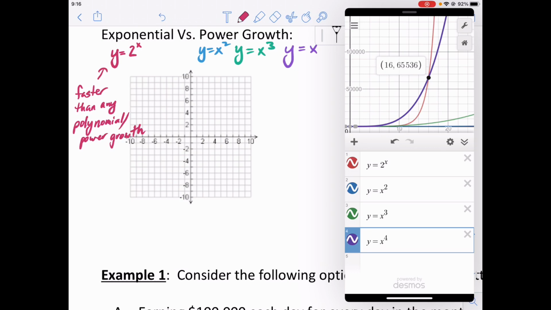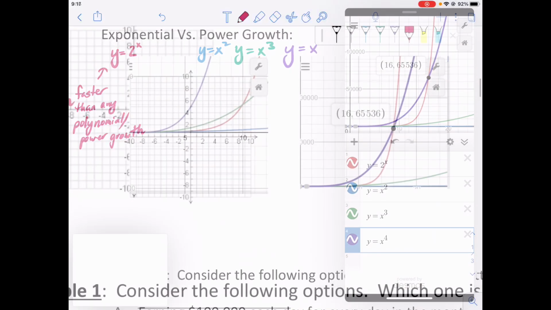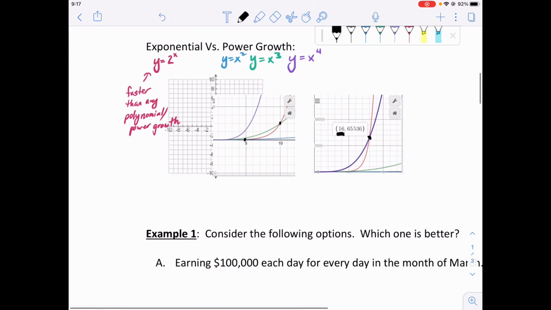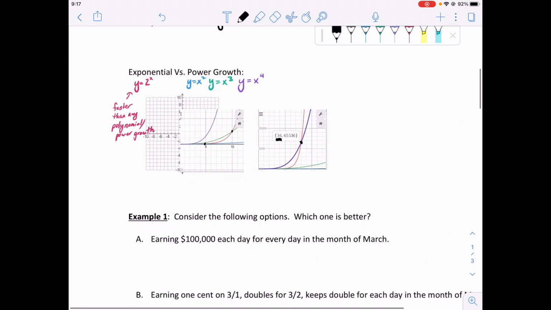So let's put those in. All right. So we see our exponential graph, this red graph, overtaking our polynomials relatively quickly. Even our biggest one, our x to the 4th, we only had to go to 16. That's not very big. So this exponential growth is much, much faster. That's what we need to know.